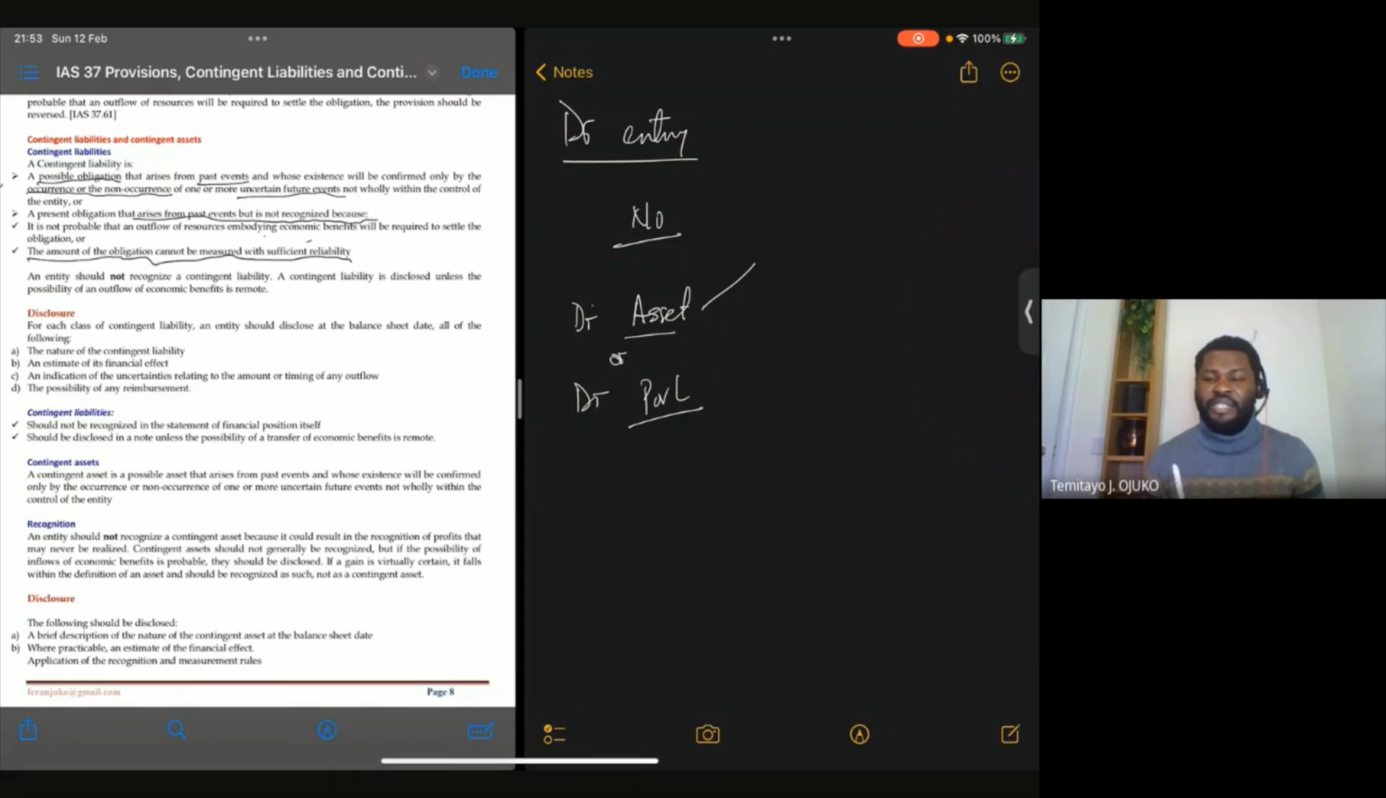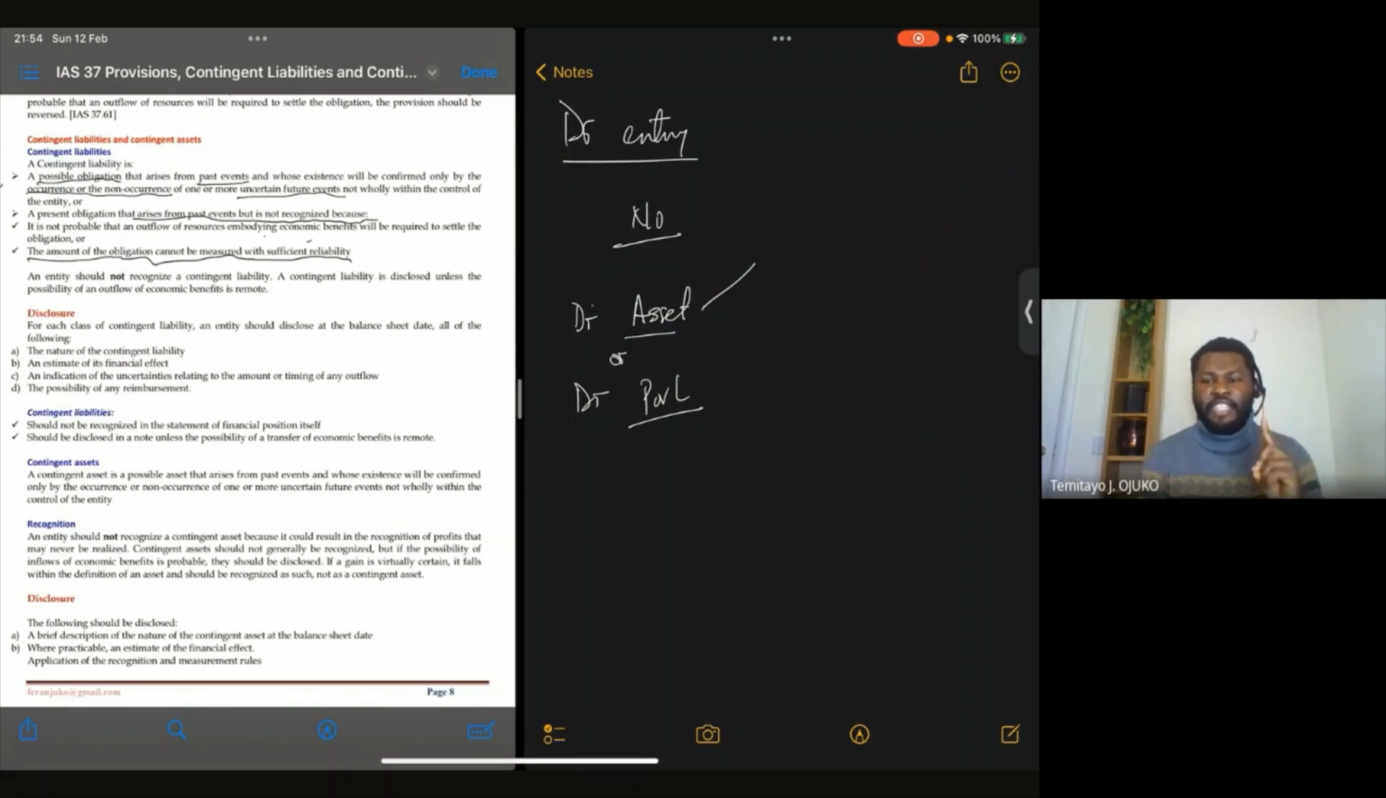If it is not possible, it's not compulsory, because everything in your financial statement must be reliable. So if you cannot estimate the value reliably, you don't have to bother. Then the uncertainties related to the amount, what must be fulfilled to trigger this cost. And lastly, the possibility of any reimbursement. Is there going to be any reimbursement?